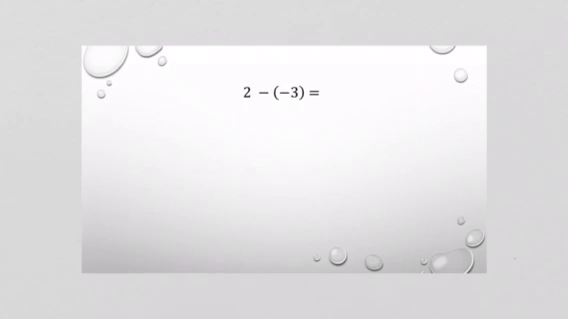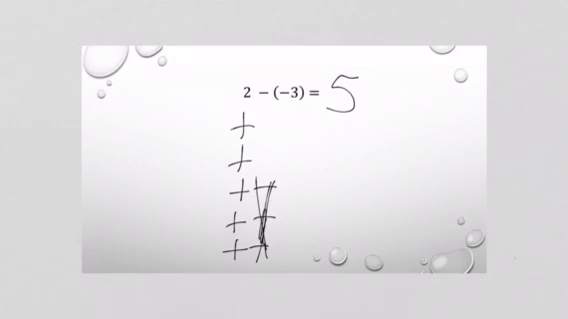Finally, here's our last example. I start with 2 positives, and I take away 3 negatives. Well, how do I take away 3 negatives that aren't there? I can make them using zero pairs. So now do I have 3 negatives? Yes. And then I make them go away, and it leaves me with 5 positives.